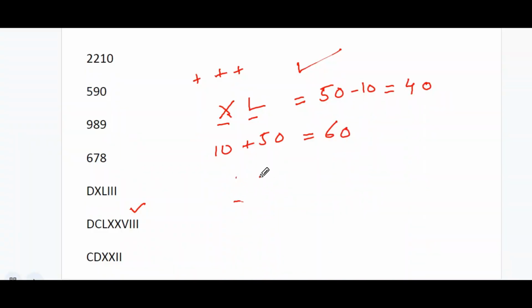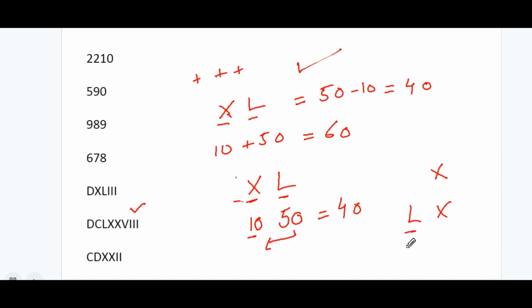So that's very easy to identify. Whenever a small number comes first, X is small and L is big, L is 50, you can write the numbers under them, that is 50 and this is 10. Now you should notice that 10 is coming before 50. It means this is not going to be 60, this is going to be 40. And when you have X after the big number, that is 50 and 10, now it's going to give you 60, right? So let's do some questions to clear our concept.